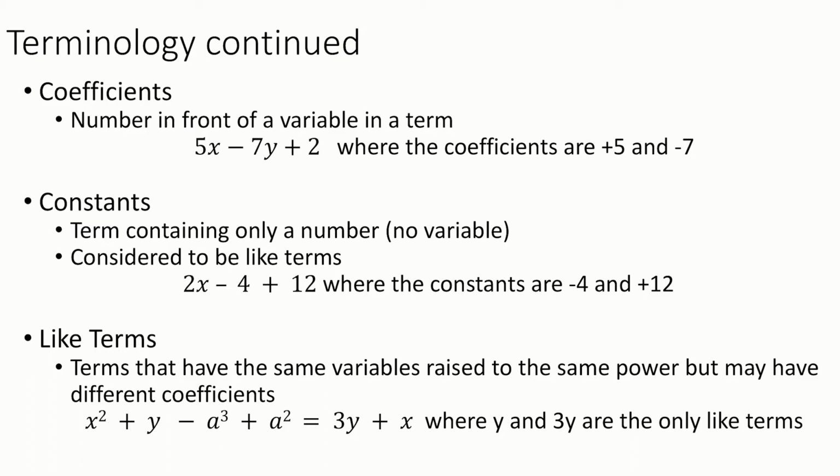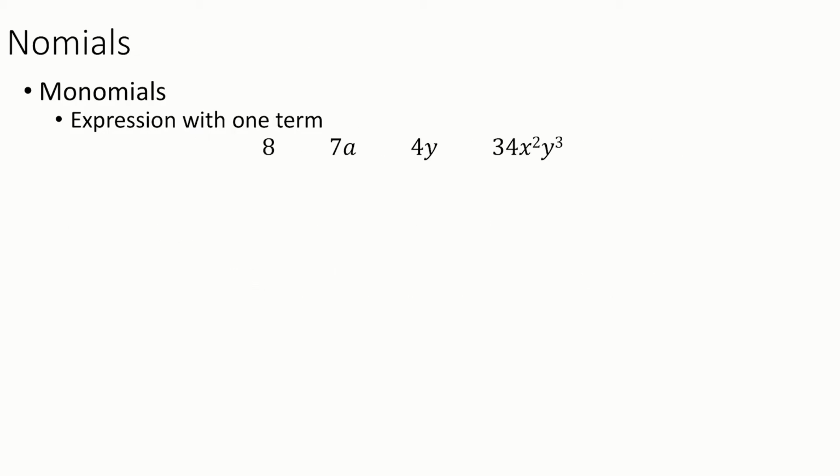Even if you have two x's, that's not the same as only having one x, or having three a's is not the same as having two a's multiplied together. You have to be very careful when adding together or subtracting your like terms because it's very easy to make common mistakes.